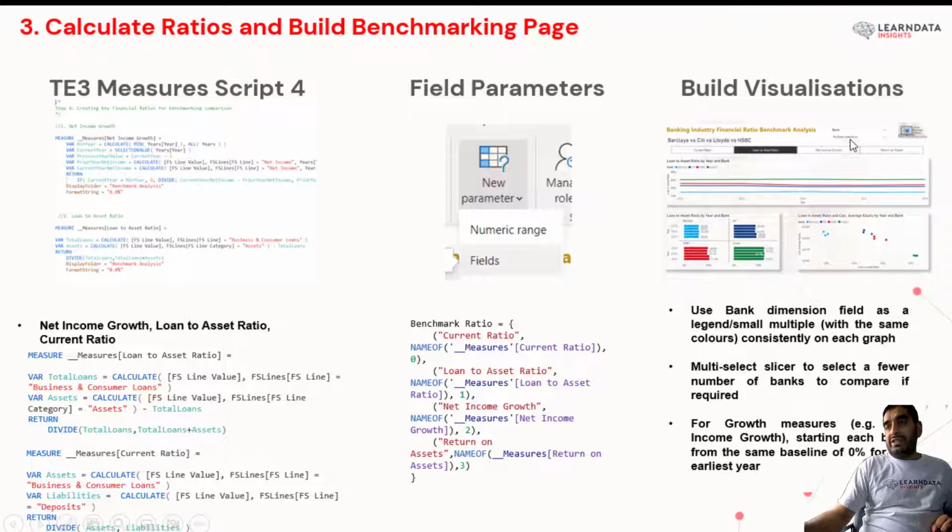We have a multi-select slicer here to select a fewer number of banks if we want. And for the growth measure, for net income growth, we started each bank with the same baseline of 0%. That was when we did our net income: if the current year is equal to the minimum year, then it's 0. Otherwise, we look at the growth. That gives us a graph that all has the same starting point and extends out from there.